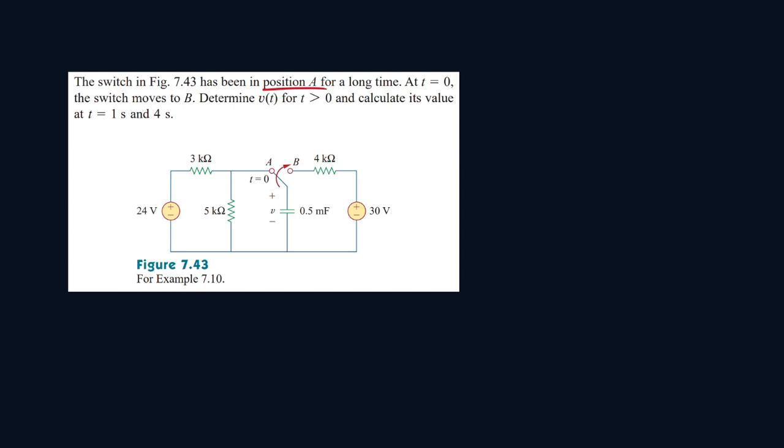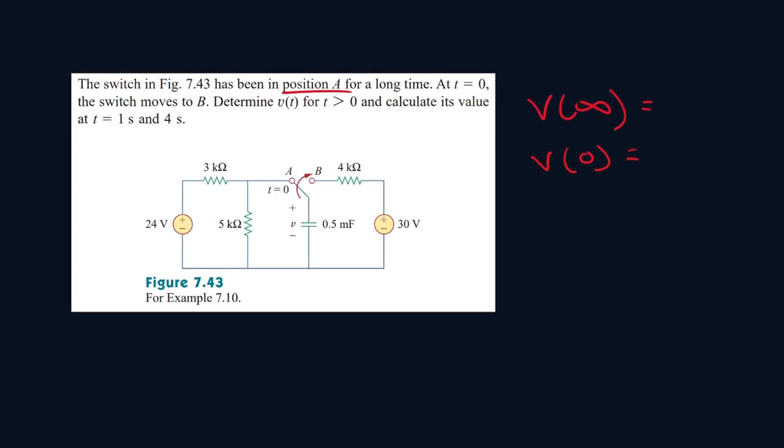But for now, we need to find the following: when time is infinity, what's the voltage going to be, and when time is 0, what's the voltage going to be. This is going to play a crucial role in our formula. So right now, let's write the circuit for when time is less than 0.